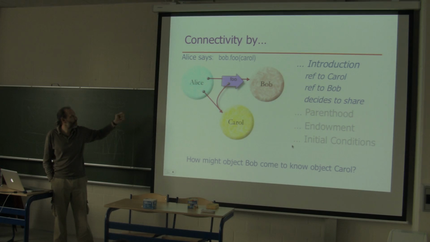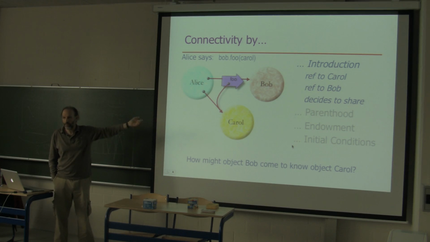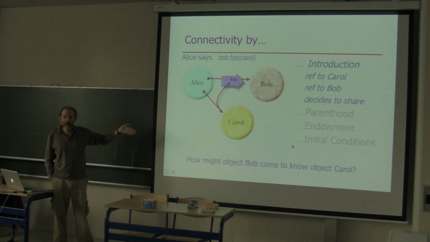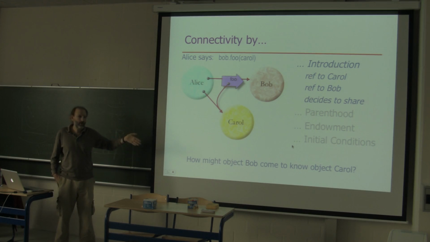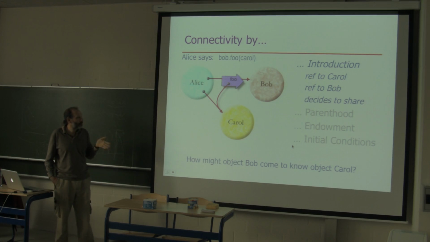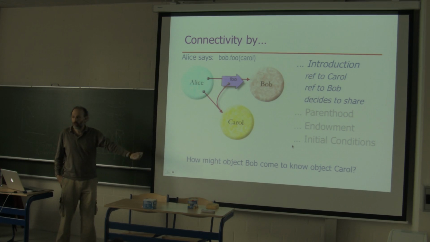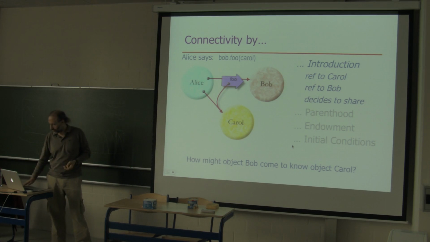Alice, Bob, and Carol are 3 objects. If Alice, who does point at Bob and does point at Carol, invokes Bob's foo method, says Bob.foo(Carol), she's passing to Bob a copy of her pointer to Carol. And Bob, as a result of receiving the message, now has a pointer to Carol. And in objects, if you have a pointer to some other object, you can use that other object's public interface. Now that Bob has a pointer to Carol, he can make use of Carol's public interface.